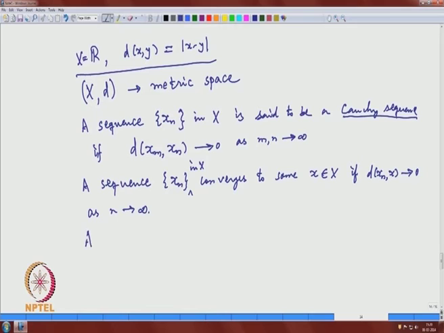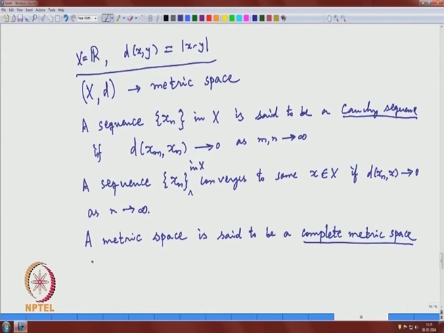So, a metric space is said to be a complete metric space if every Cauchy sequence in X converges to some point in X.